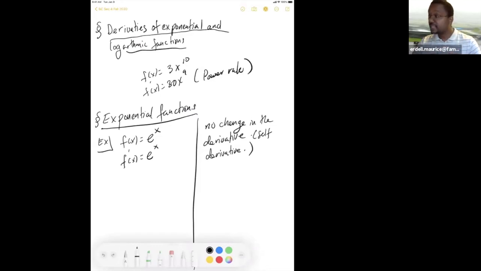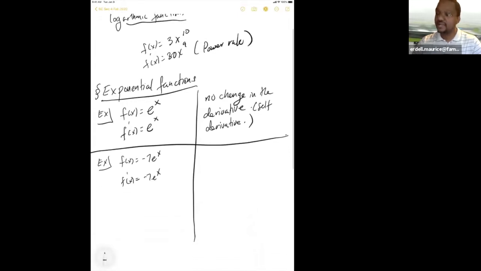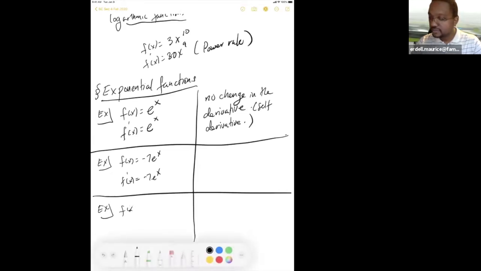And the key thing here is this: the derivative of e to the x is e to the x. It is the simplest derivative because you have to do nothing. If I have f of x equals negative 7 e to the x, then the derivative is negative 7 e to the x. If I have another example, f of x, write properly, please. People already complaining. You know you can do better. F of x is equal to 100 e to the x, then the derivative is 100 e to the x. That is it.